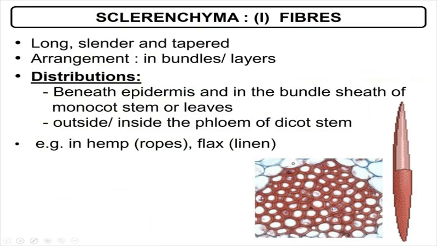Sclerenchyma fibers are long, slender and tapered. Tapered mana hujung runcing, tapered end. Arranged in bundles ataupun dalam layer. Contoh sabut kelapa. Ataupun pokok yang kita buat tali, jute tu semua. Those are fibers, examples of sclerenchyma. So we can find fibers beneath the epidermis and in the bundle sheath of monocot stem or leaves. In hemp, flax. Ni contoh-contoh dia.